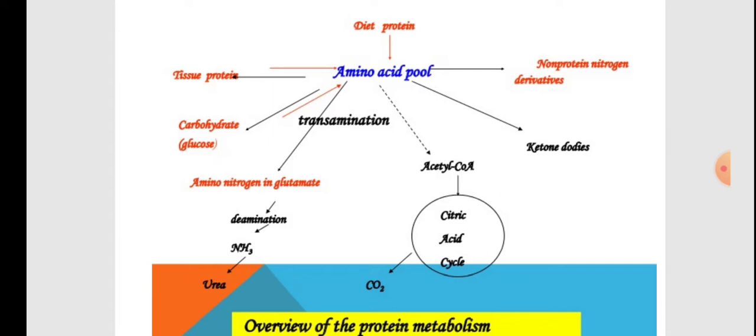After that, the amino acid can be converted to glucose via gluconeogenesis, or converted to urea through transamination and deamination, or converted to ketone bodies via the ketogenesis process. It can also be converted to acetyl-CoA, then enter the citric acid cycle and give carbon dioxide, or form non-protein nitrogenous derivatives.